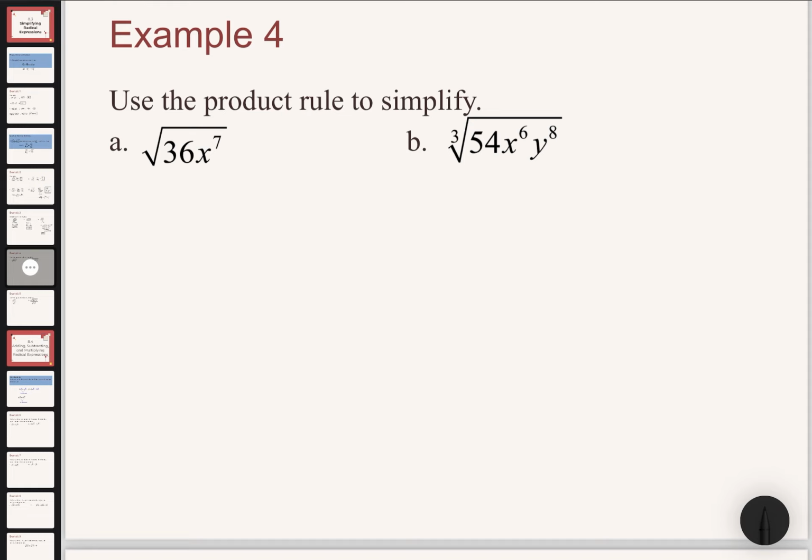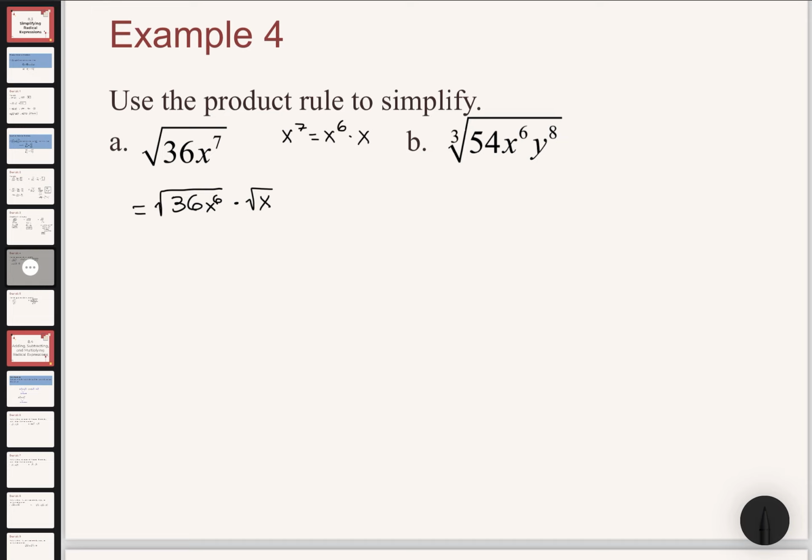So over here, I have the square root of 36x to the 7th. I want to split that up into some terms. So 36 is a perfect square, I love that. But also x to the 7th, I would like to factor into some term that has an exponent that is a multiple of 2. So I'm going to split it up like this: square root of 36x to the 6th times the square root of x, okay? So what we did here was we split x to the 7th into x to the 6th times x.